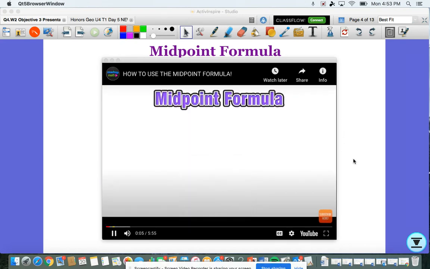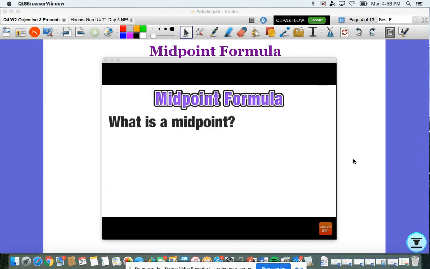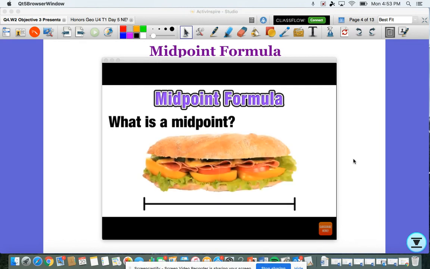What's up, everyone? Let's go ahead and start off this lesson on the midpoint formula by asking ourselves, what is a midpoint? If you had an 8-inch sub, the midpoint would be the location where you would cut it in half to make two smaller 4-inch subs.